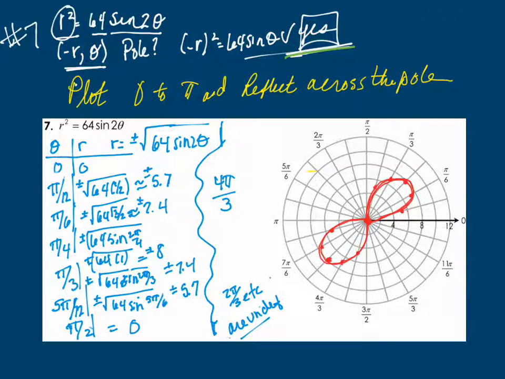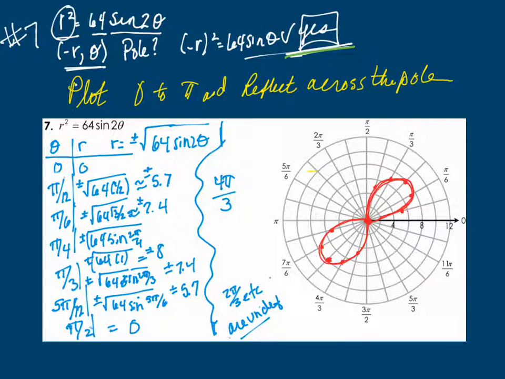So if it's symmetric to the pole, then that means if I put a point here, then I can put a point here, kind of on the diagonal from it. So we're going to plot those points now.